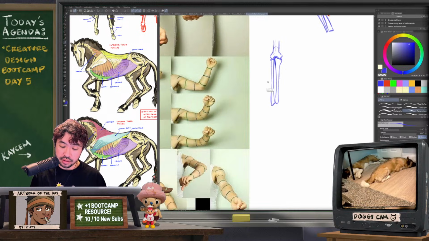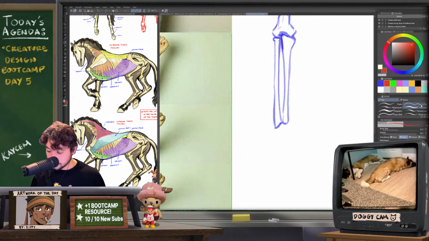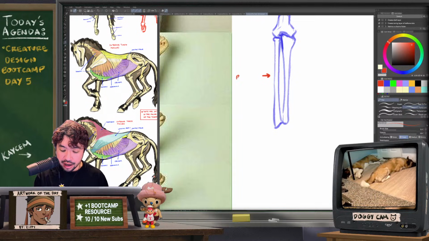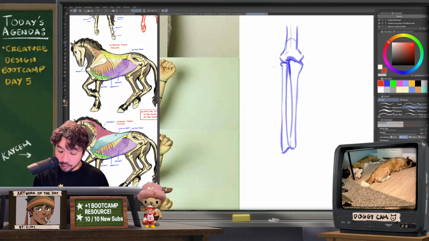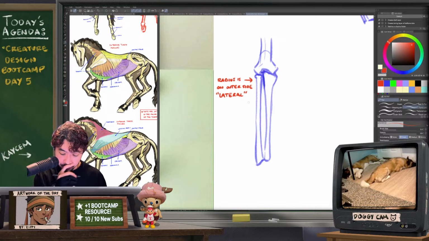Another thing to keep in mind too is that I'll label it. The radius is going to be on the outer side. Hold on. Let's be careful here. The radius from this point will be on the outer side. Okay, so the radius is on the outer side. Now, there's a proper term for this, which is actually lateral. This is how usually they'll refer to this. So it's going to be on the lateral side of this elbow.